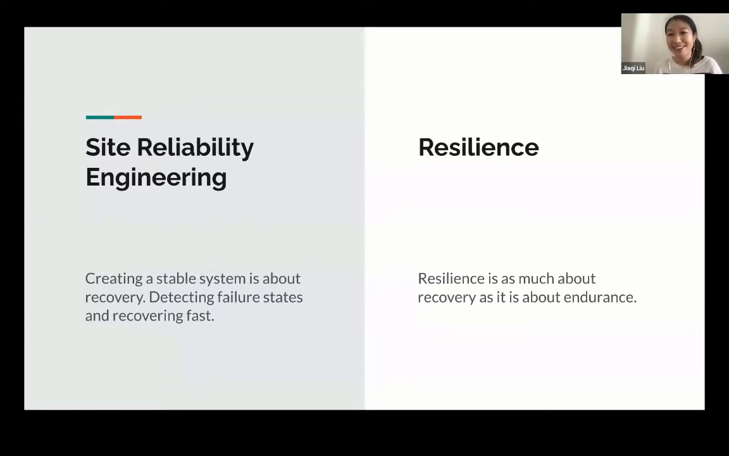Much like in philosophy and life, resilience is as much about recovery and being able to reset as it is about endurance and being able to build your own career path, but also reset when there's failures or when you're tired and burning out. So I really like that parallel between resilience and site reliability.